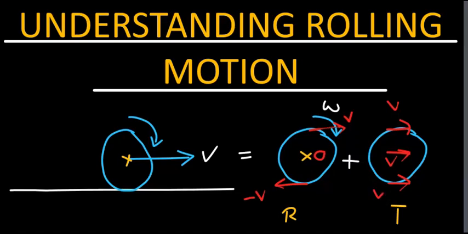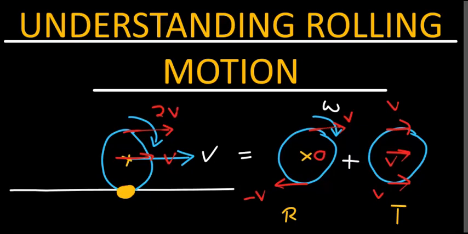What that means is, in a rolling motion, the topmost point has velocity 2v, the middle point or the center of mass point has a velocity v, and the point where it is in contact with the moving surface has a zero velocity. Thus, a rolling motion can be viewed as a rotational motion about a moving axis that is passing through the contact point, as indicated.